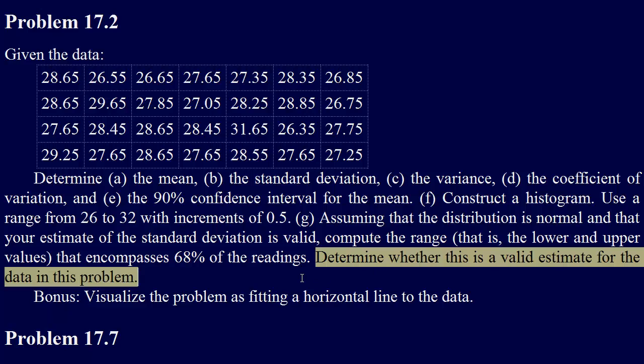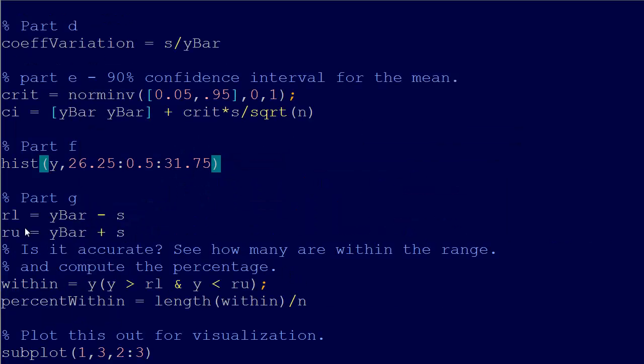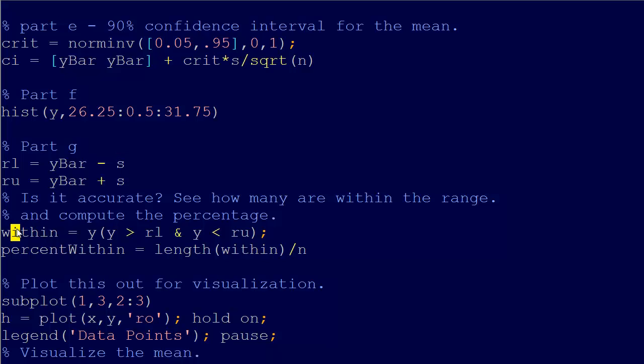And then we need to determine whether this is a valid estimate. So here's the one standard deviation above and below the mean. And then it says, is it accurate? Well, I'm going to figure out if it's accurate by looking at how many values are within the range, and then computing a percentage off of that. So I can get the number within by saying, take all the y's. This is what this does. y parentheses, and take all of them that are bigger than the lower limit.